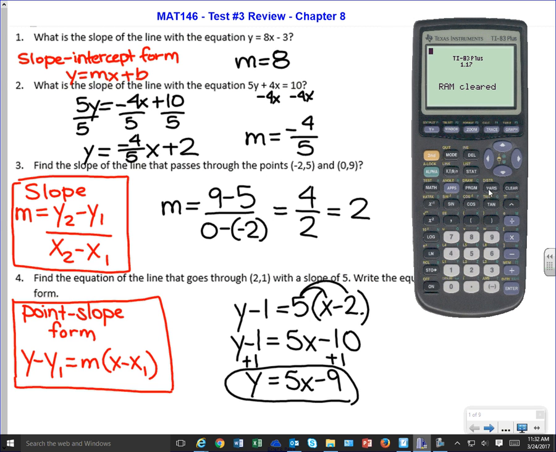So to do that, we're going to go up here to Stat and Edit, and that's where we go anytime we want to put in data. So if we have data we want to put in the calculator, we're going to go to Stat and Edit. Now what we're going to do is in list 1 here, we're going to put in our X values. So our X values were -2 and 0.